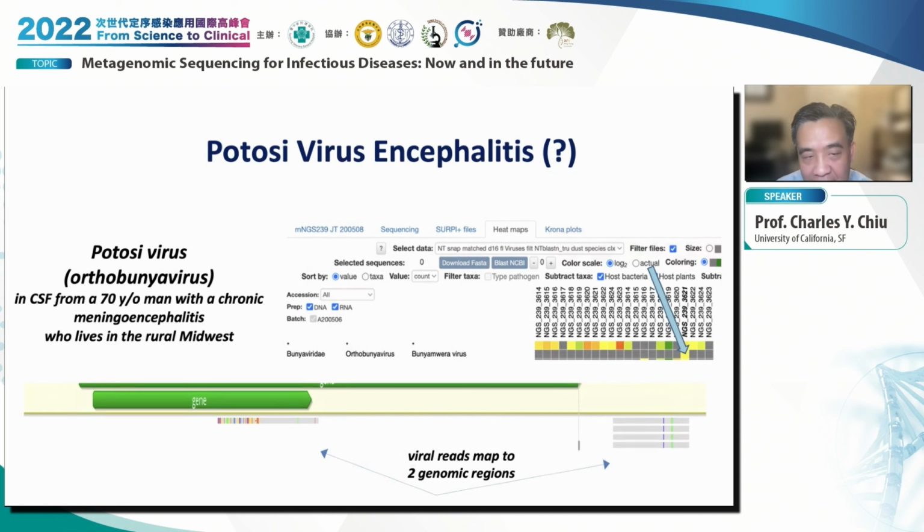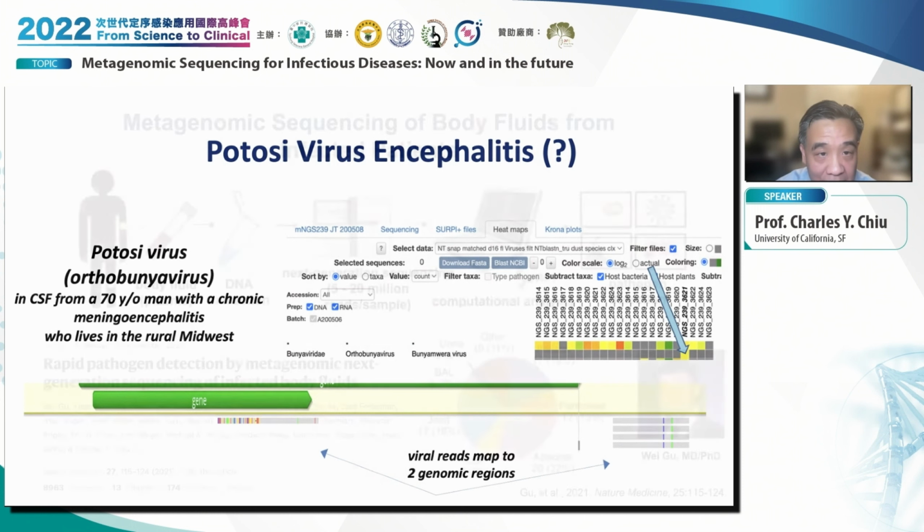And what we detected, interestingly enough, was an unusual virus that most of you, in fact probably nearly all of you, may not have heard of, which is called Potosi virus. Part of the reason why you may not have heard of this virus is that it's a virus in the Bunyavirus family, but human infections from Potosi virus have never been described. So it really illustrates another potential utility for the test, which is in identifying emerging viral infections, or perhaps novel or unexpected viral infections.